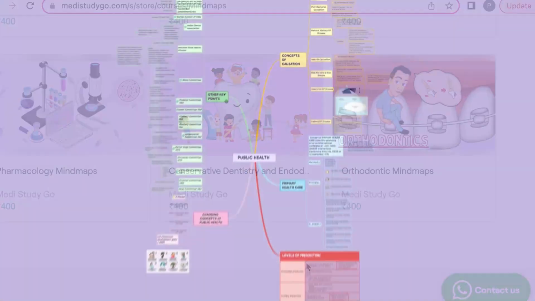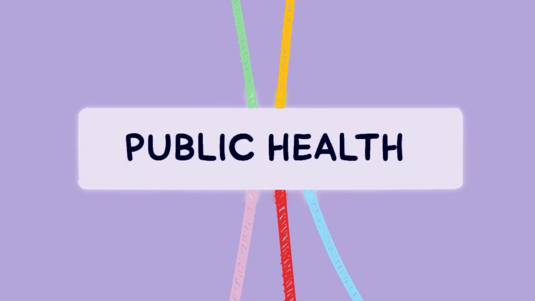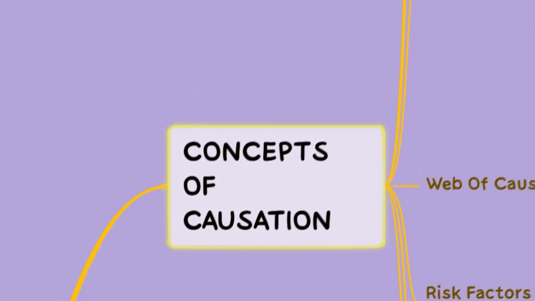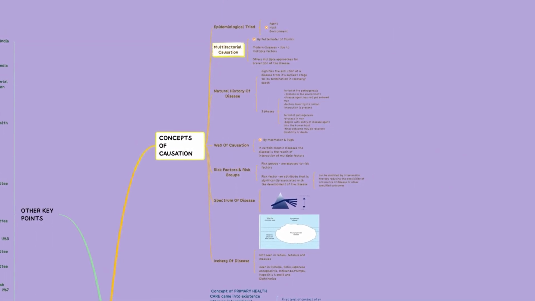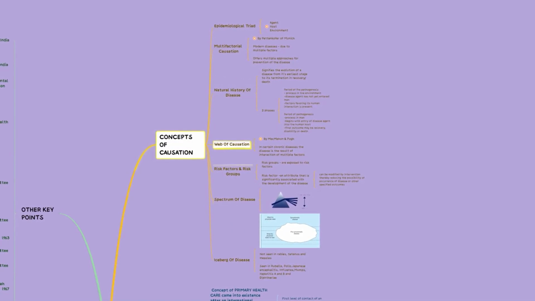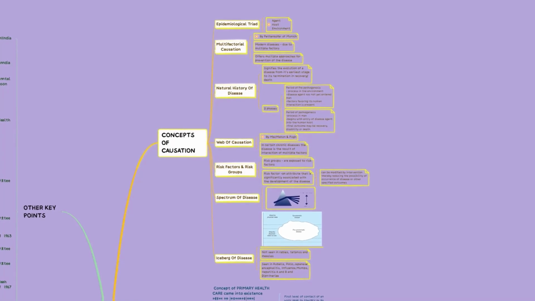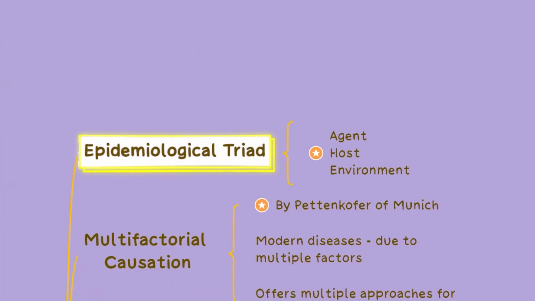So, let's get started. In this mind map, we will go through some important concepts of public health. Firstly, coming to concepts of causation. They include various concepts such as epidemiological triad, multifactorial causation, natural history of disease, web of causation, risk factors and risk groups, spectrum of disease, and finally, iceberg of disease. Among these, the most important ones to remember for your competitive exams are epidemiological triad, web of causation, and iceberg of disease. Let's go over these in detail.